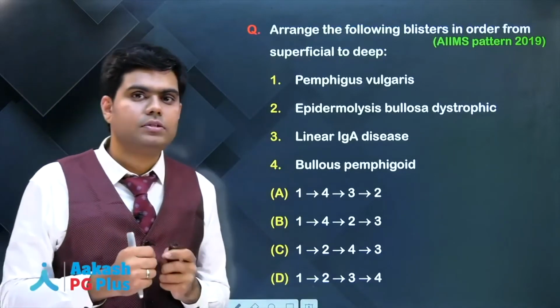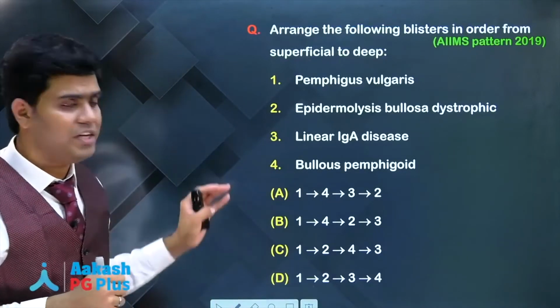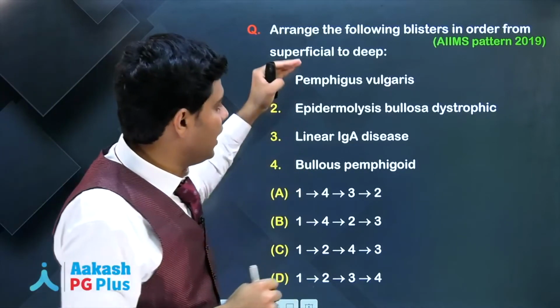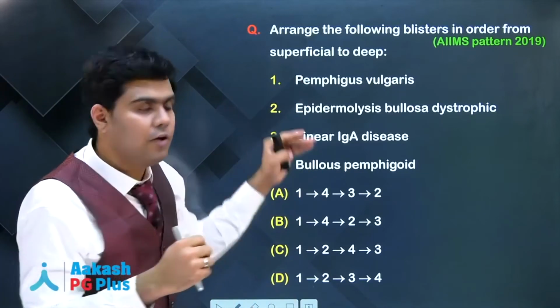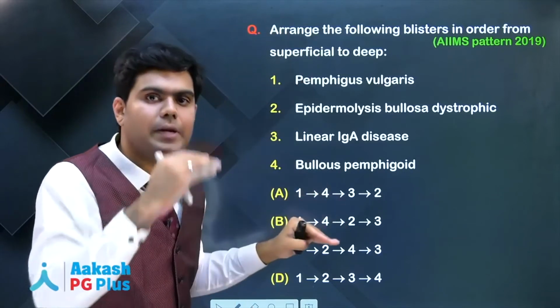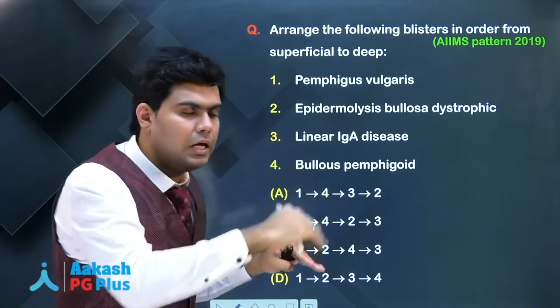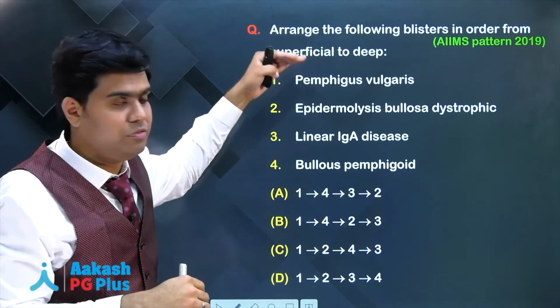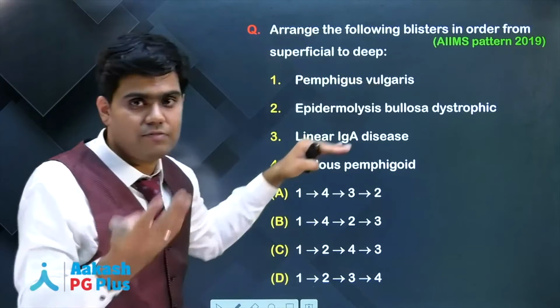Okay, here comes last year's question. It was quite a difficult question. What have they asked here? They have asked you to arrange these 4 disorders from top to bottom depending upon the level of split. So we have seen pemphigus was superficial, the split was superficial. So pemphigus vulgaris is one of the options.